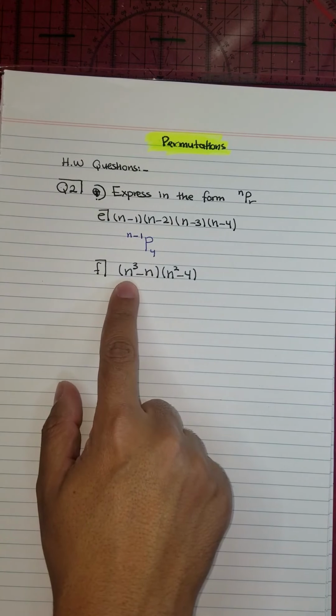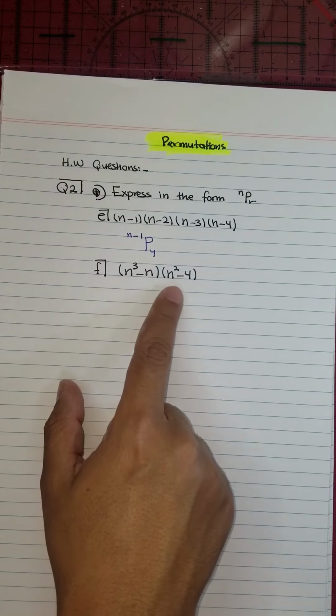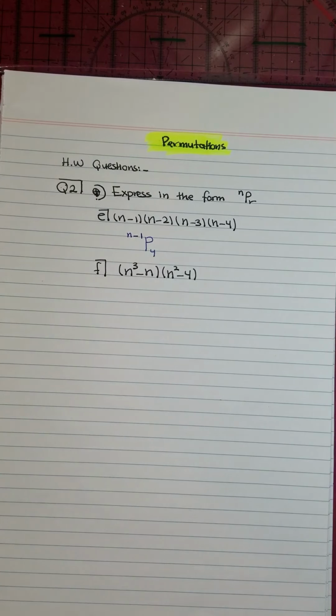You see here we have n cubed minus n, and here we have n squared minus 4. These factors seem at the beginning as if they are not related at all. So the way we solve this one is to try to work with the factors that we already have first. We can't start right away with the answer. We don't have a permutation for this because it's not a sequence. We have to change it into a sequence and then see how it goes. So what are we going to do?